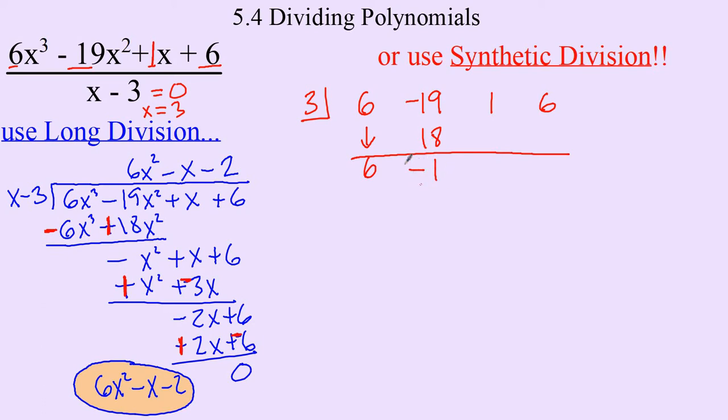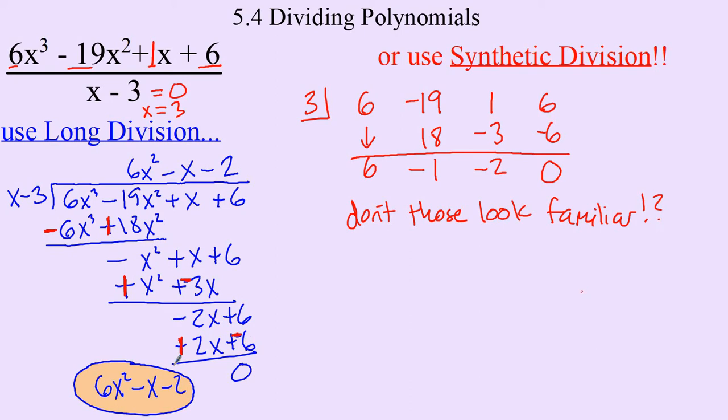Okay, now we're here again, so multiply with what's in the box. So we get negative 3. Then we add, then we multiply, then we add. Now, don't those look familiar? Yeah. 6, negative 1, negative 2, remainder of 0.